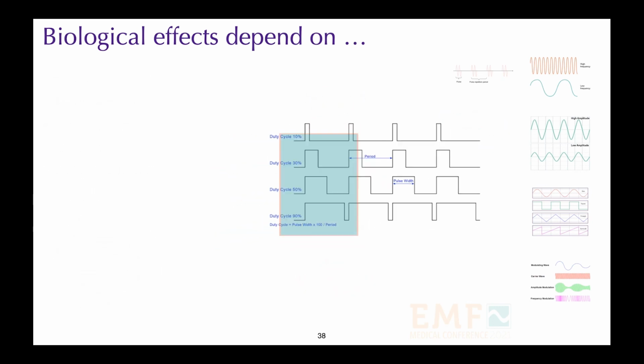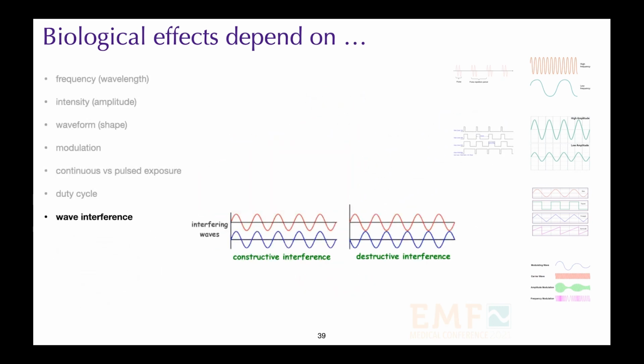Waves can interfere with each other. There are two examples of interference: constructive interference and destructive interference. With constructive interference, the peaks and valleys are aligned, giving much higher amplitudes. With destructive interference, the peaks overlap with valleys and thus cancel each other out. This is how noise-canceling headphones work for sound.